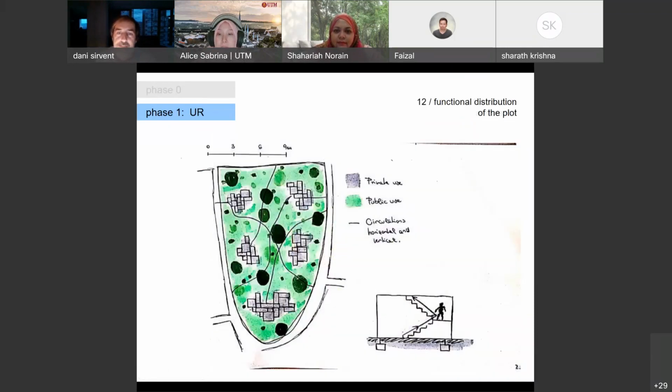And the third is the functional plot. Here you can see the plot selected by students, because they select the place and the different aggregations located in this plot that they selected.